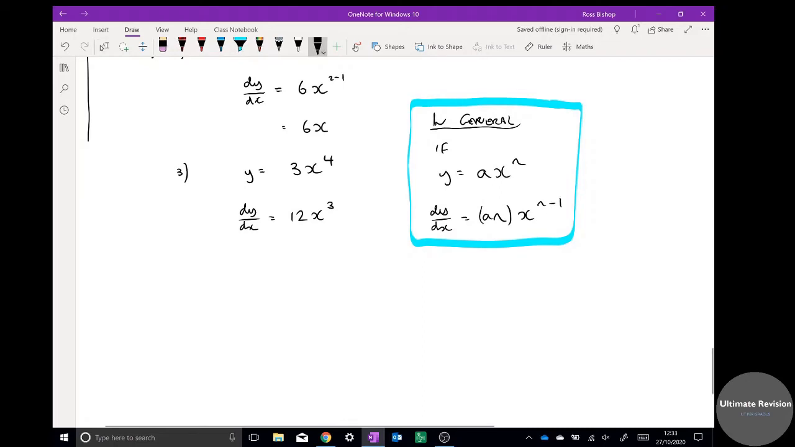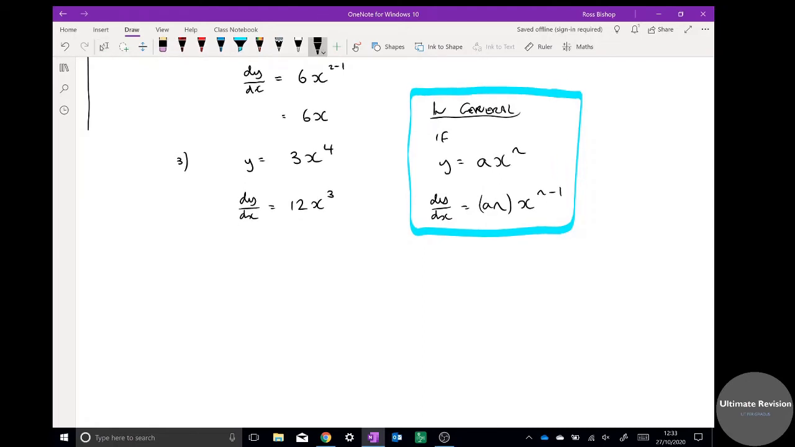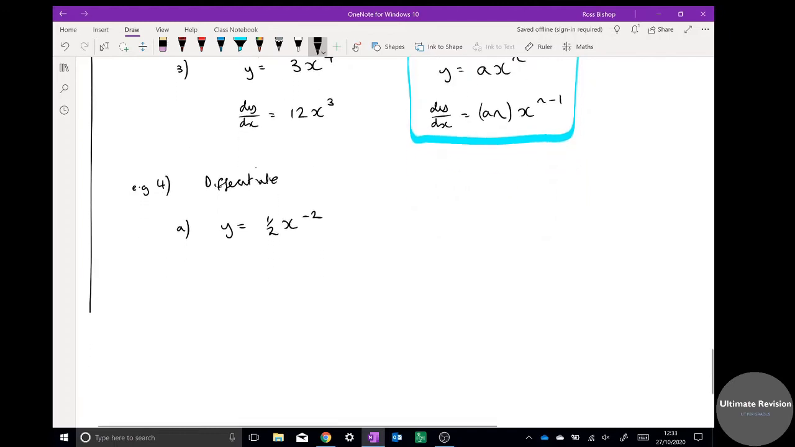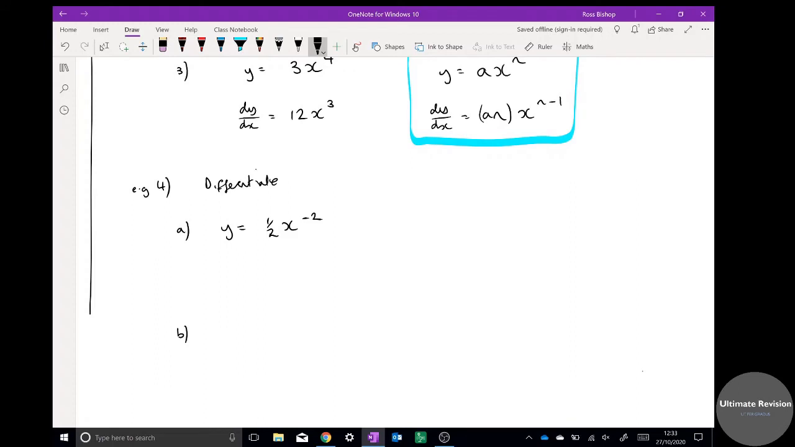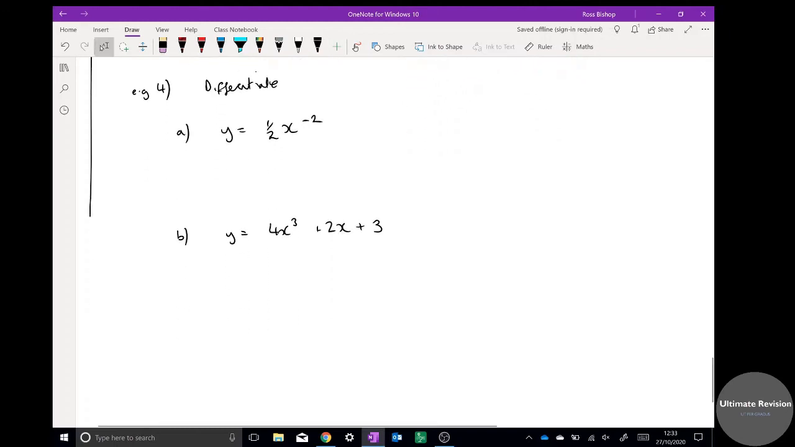Okay, right, let's look at some more examples, and then you're going to do some practice. So we're on Example 4. Differentiate, this is how the question may be worded, differentiate y equals half x to the minus 2. And b, y equals 4x cubed plus 2x plus 3. Okay, we're going to do a few more. Let me just write these down.